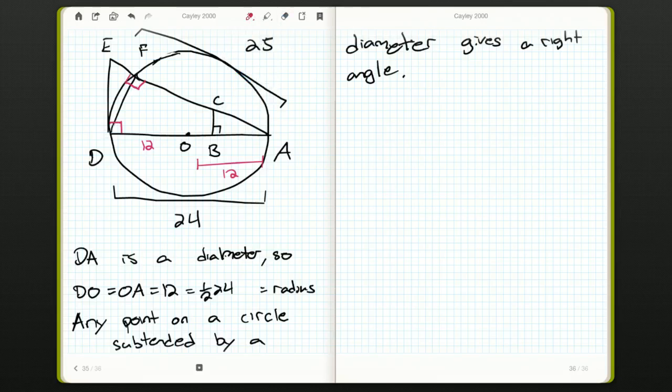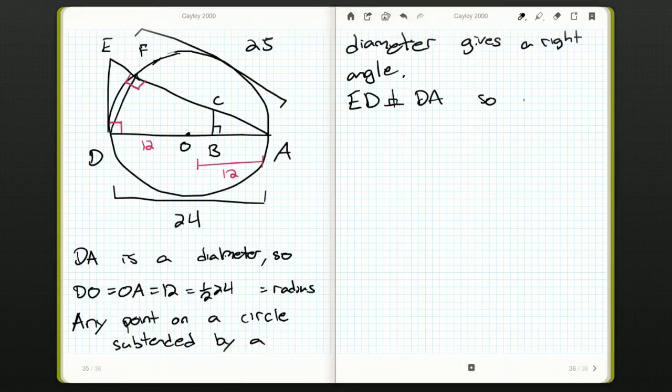And so we also get that DFE is going to have to be a right angle triangle. Okay. Now, ED is perpendicular to DA. So EDA is right angled. So it's a right triangle.